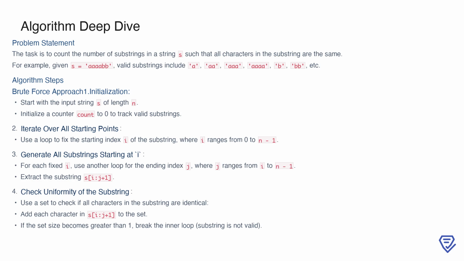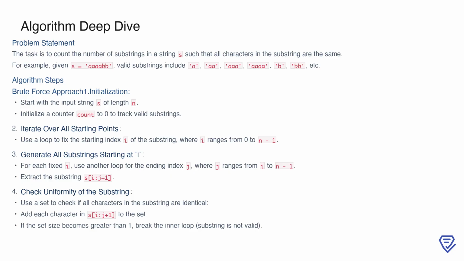First, we initialize our variables. The input string is S with a length of n, and we set up a counter called count to keep track of valid substrings. Then, we iterate through all potential starting points for substrings using a loop with index i, which ranges from 0 to n-1.